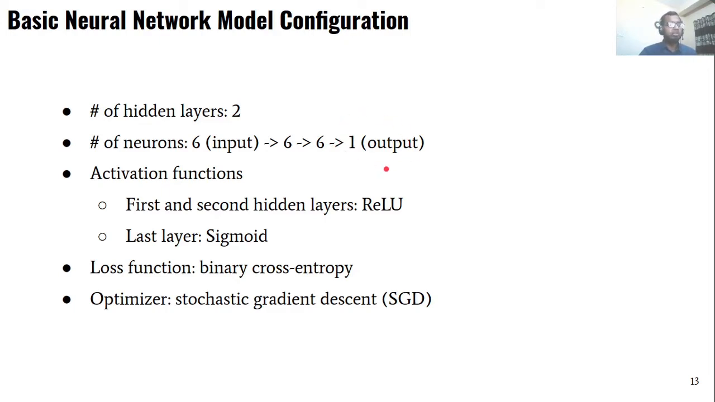In terms of activation function, in the first and second hidden layers we have the ReLU activation function, and since it is a binary classification problem, in the last layer we have the sigmoid activation function. We used binary cross entropy as the loss function and stochastic gradient descent as our target optimizer to train the model.